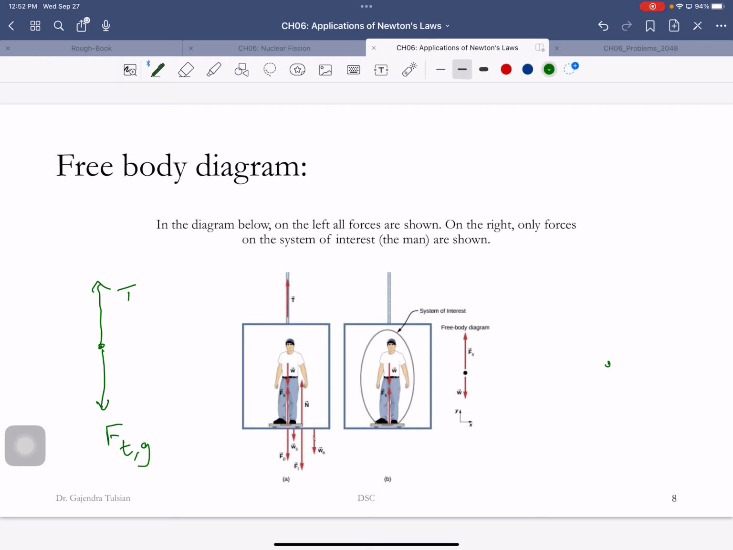If this guy is the person, that's the weight of the person, and this is the force of the scale. We'll call it the normal force. So that is the free body diagram for this guy, and this is the free body diagram for this guy. Depending on what object you're analyzing, you draw a free body diagram for that. These forces will determine the motion of the elevator, and these forces will determine the motion of the person.